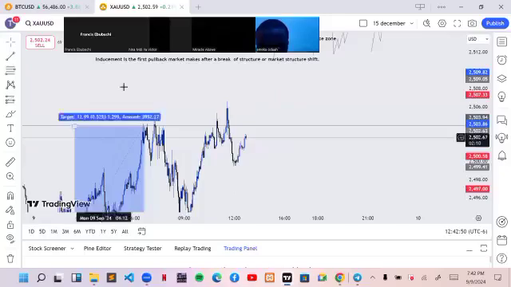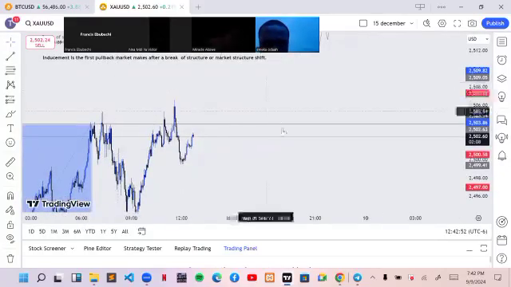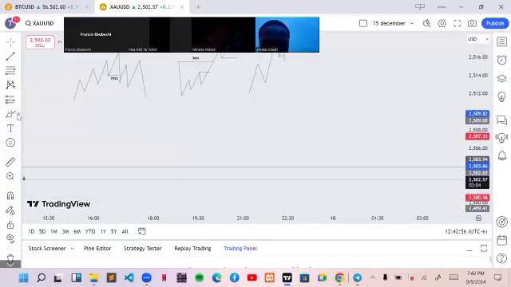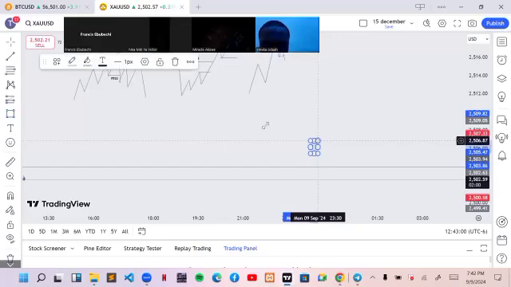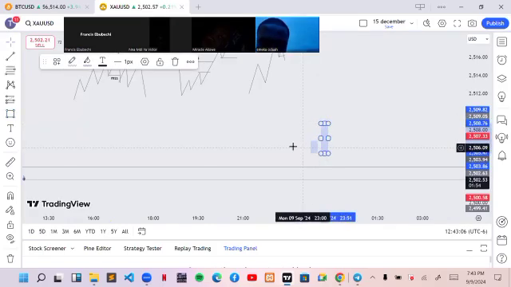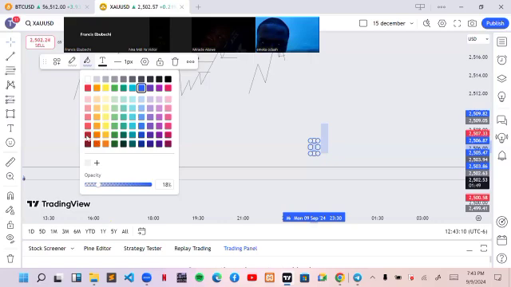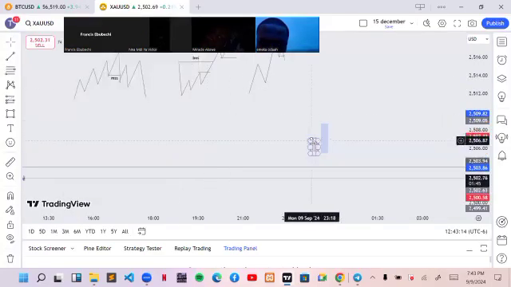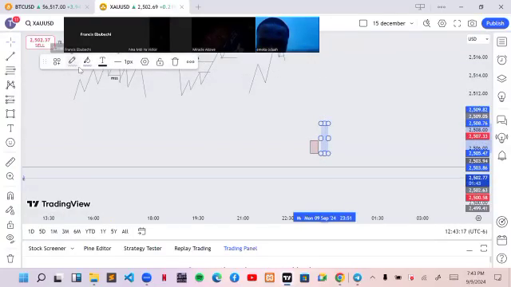So there are two types of order blocks. We have the bullish order block and then we have the bearish order block. This is what a bullish order block looks like. You will see a bearish candle, then you will see a bullish one engulf that bearish candle like this. In case you're looking for buys, this is what a bullish order block looks like.